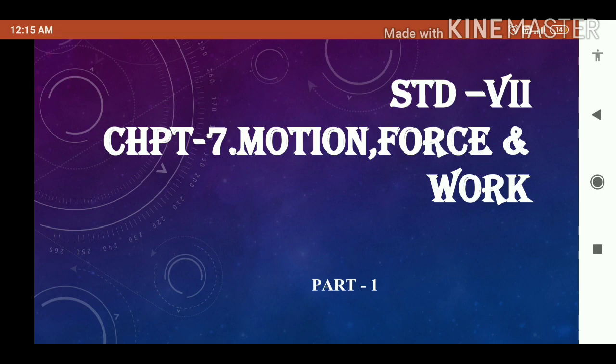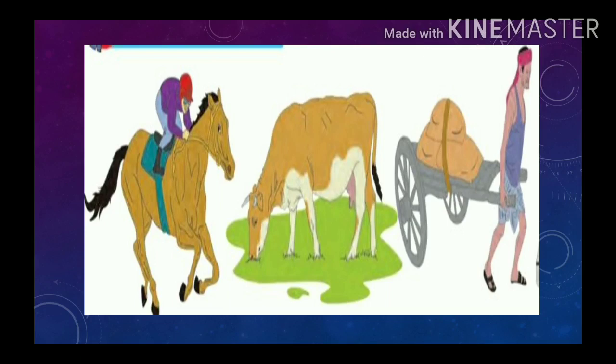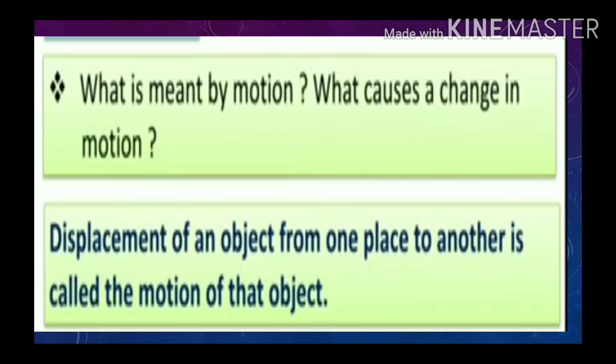Today we will start a new lesson, lesson number 7, Motion, Force and Work, of standard 7. This is our first part. Let's recall. See in the picture, a horse is running, a cow is grazing, a man is pulling the cart. All the things in the picture are in motion. So what is motion? What is meant by motion and what causes a change in motion?